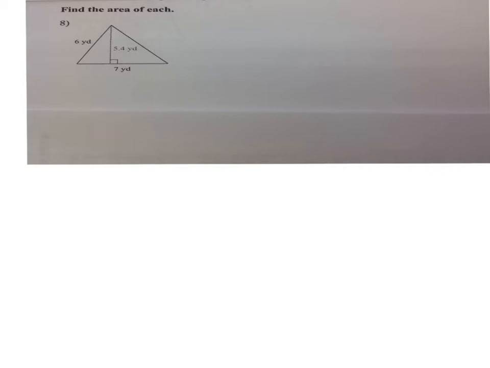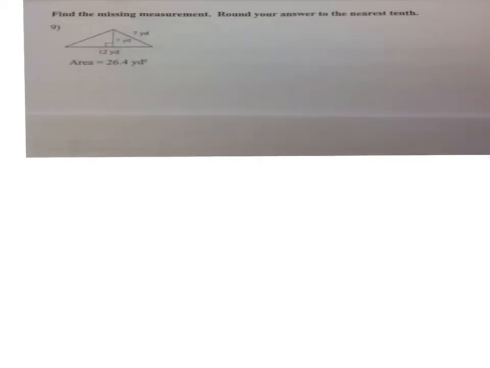Number 8, man, super straightforward. You have a base, you have a height, just plug them into the formula. 5.4 times 7 over 2 equals A. Done.